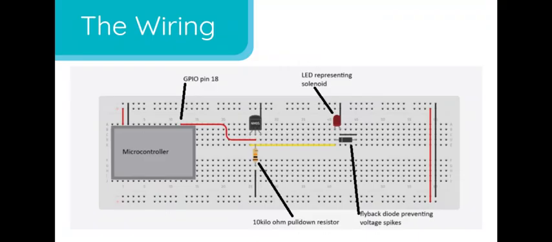So the third main component is the wiring. I created this on Tinkercad, and this is a diagram of how the wiring would look like. On the left-hand side, we have our Raspberry Pi microcontroller, and connected to it is a GPIO pin 18. So the microcontroller, what that does is that it processes the code.